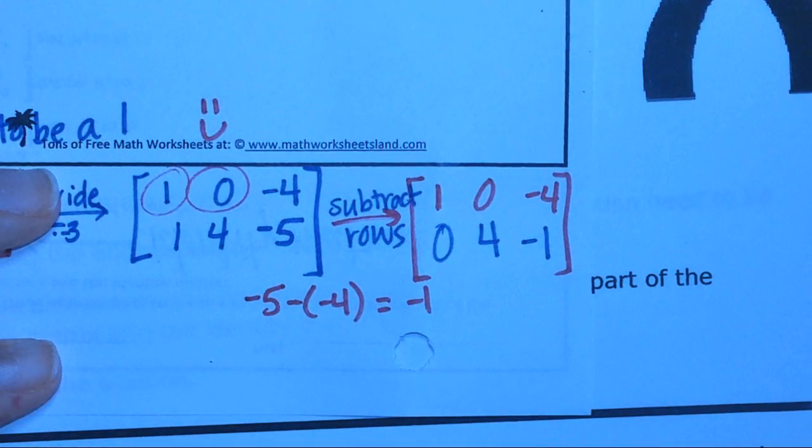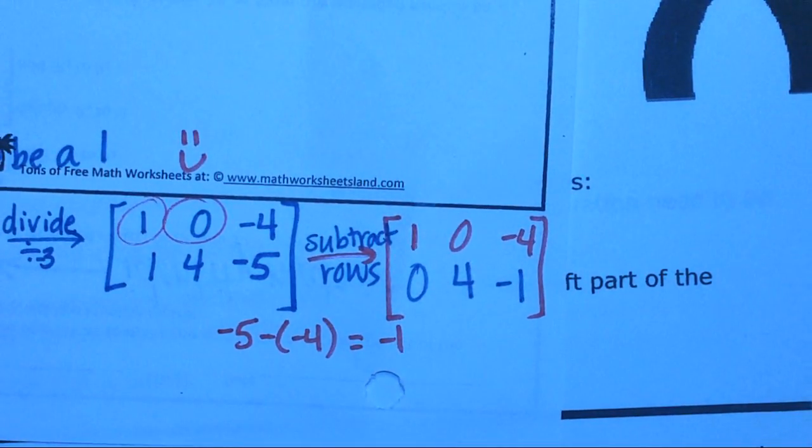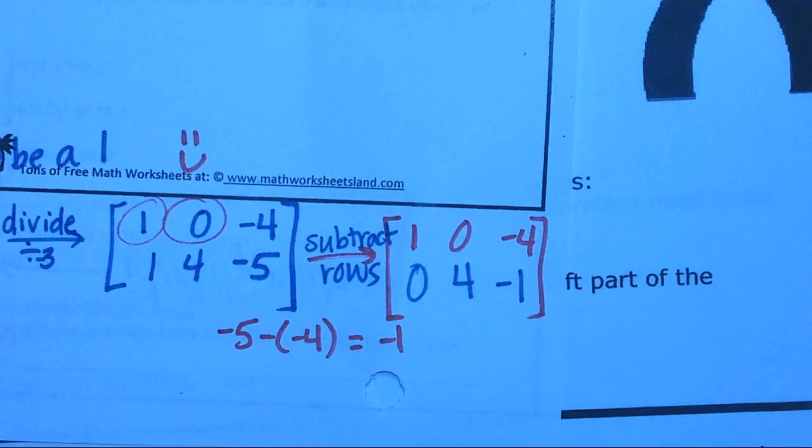Can you think it through in your brain? Negative 5 minus negative 4 ends up being negative 5 plus 4. When you do this, you change the sign, to make it negative 5 plus 4.